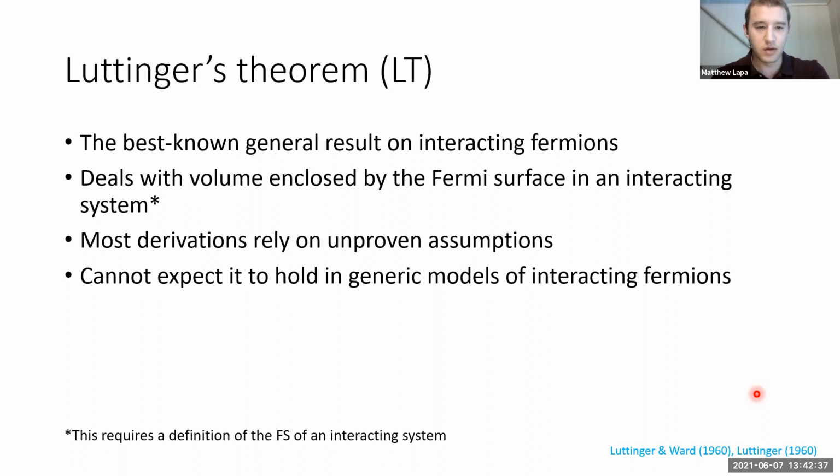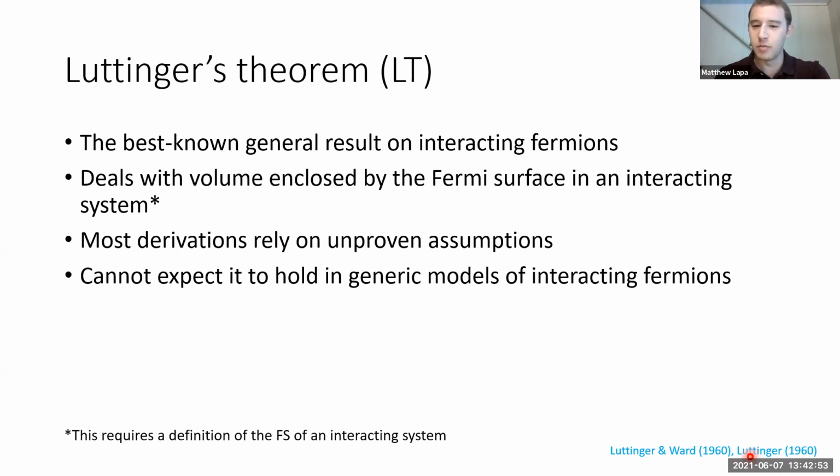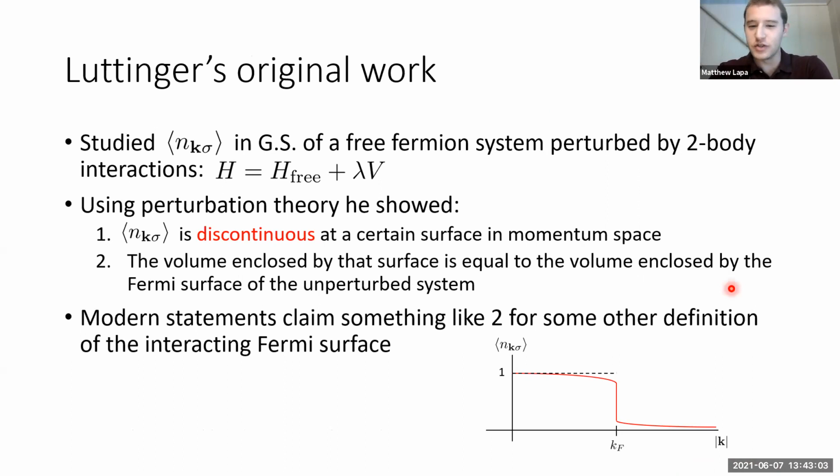In those original papers by Luttinger, there's this earlier paper by Luttinger and Ward where they put together this general perturbation theory framework for interacting fermions at finite temperature. And then in the second paper by Luttinger, he starts with that and then takes a zero temperature limit. He studies the momentum occupation numbers. So you take the occupation number of the state at momentum K and spin sigma. You take the expectation value in the ground state.